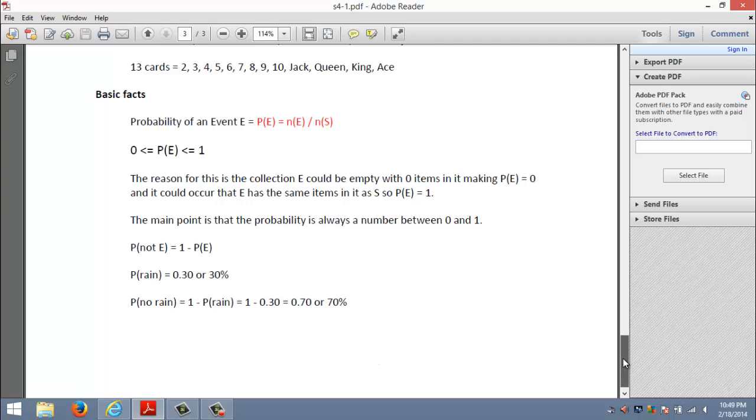So again, in 4.1, the importance is a deck of playing cards, as well as creating all the outcomes in the sample space.